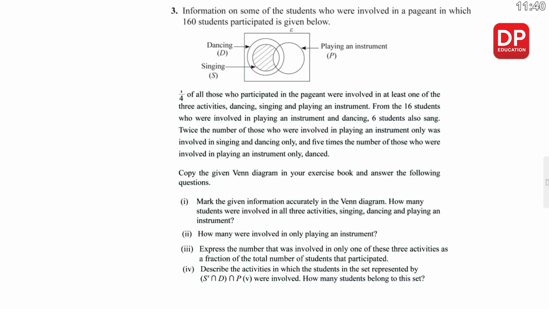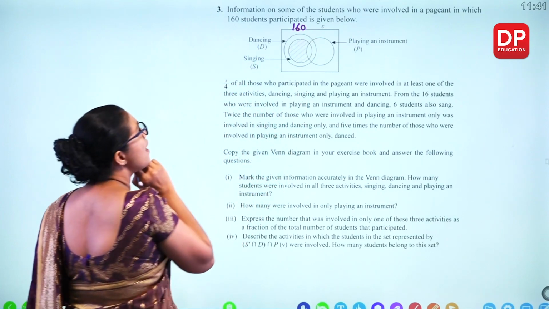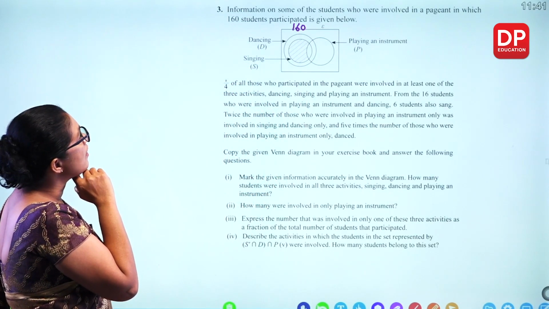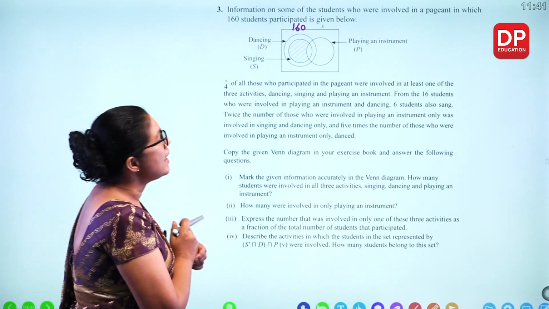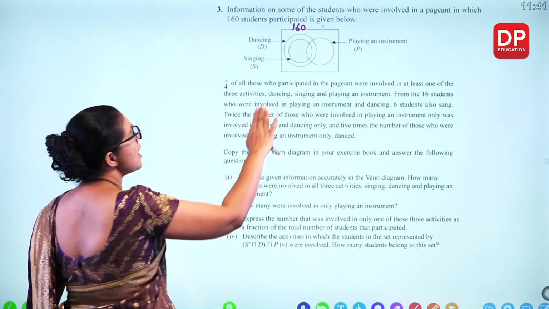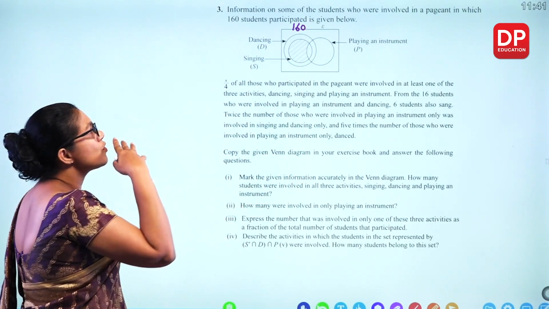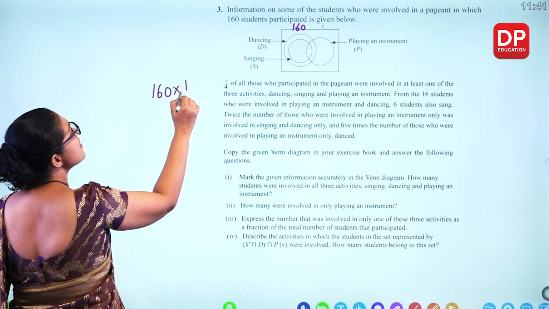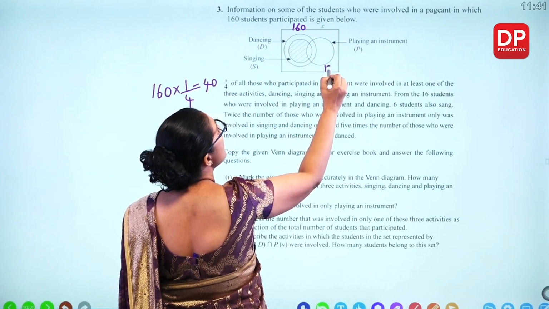Information on some of the students who were involved in a pageant in which 160 students participated is given below. So altogether how many students? 160. So this outside number is 160. 1/4 of all those who participated in the pageant were involved in at least one of the three activities. So what does it mean? What's the outside number? So this is 1/4. So outside is 3/4. So what is 1/4 of 160? You get 40. So this whole thing is 40. This is 120.